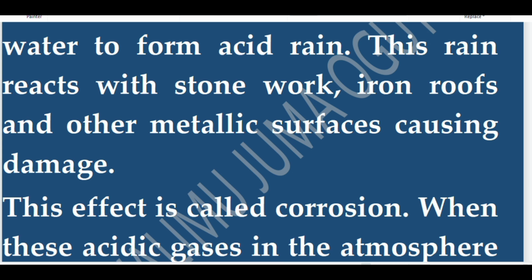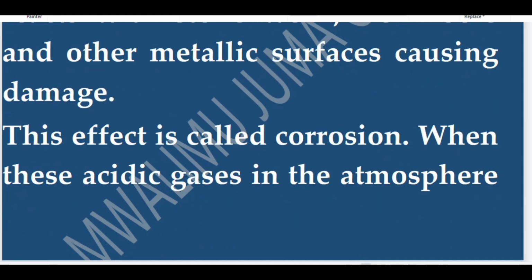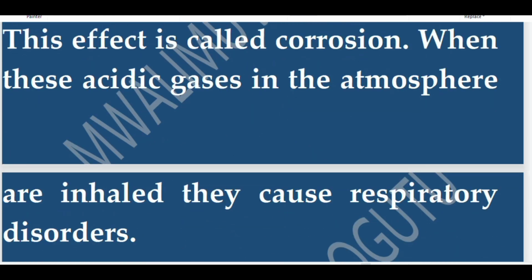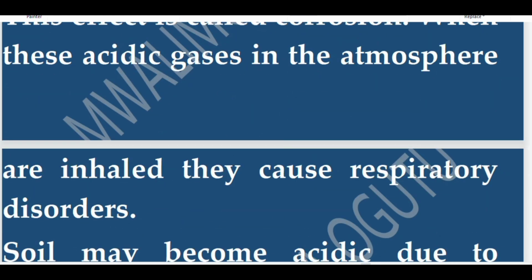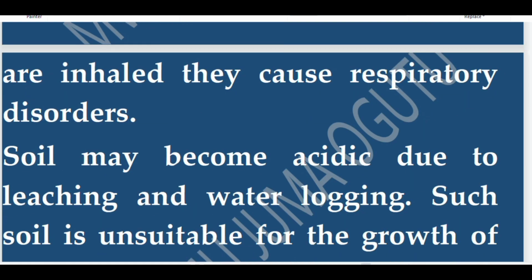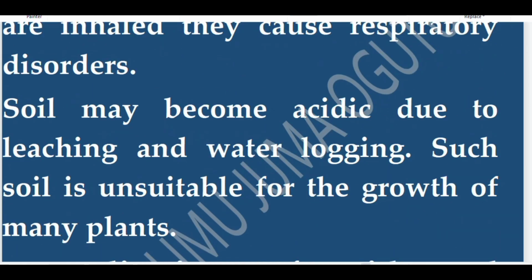So corrosion is due to industries releasing some gases into the air that mix with water to form acid rain, and the acid rain has an effect on metallic surfaces that causes damage, where the damage is corrosion. When these acidic gases in the atmosphere are inhaled, they also cause respiratory disorders. Soil also may become acidic due to leaching and waterlogging. Such soil is unsuitable for growth of many plants.